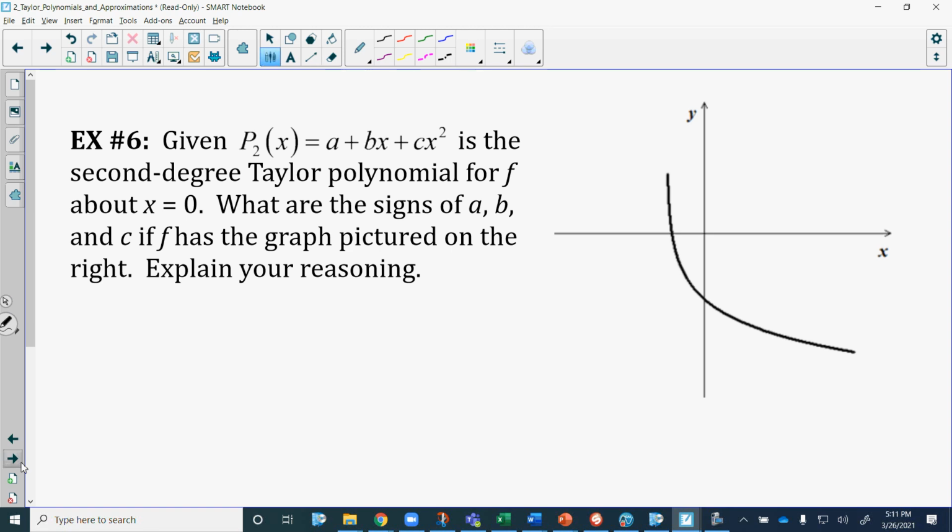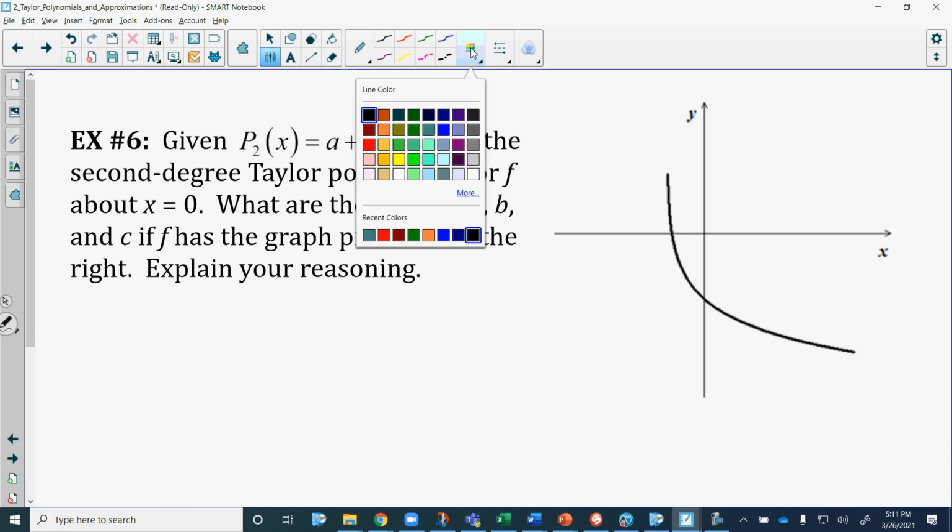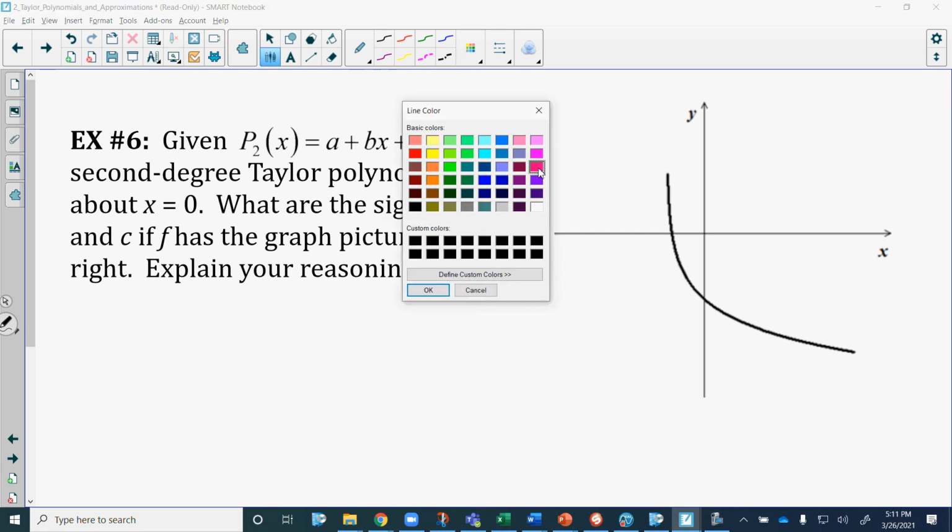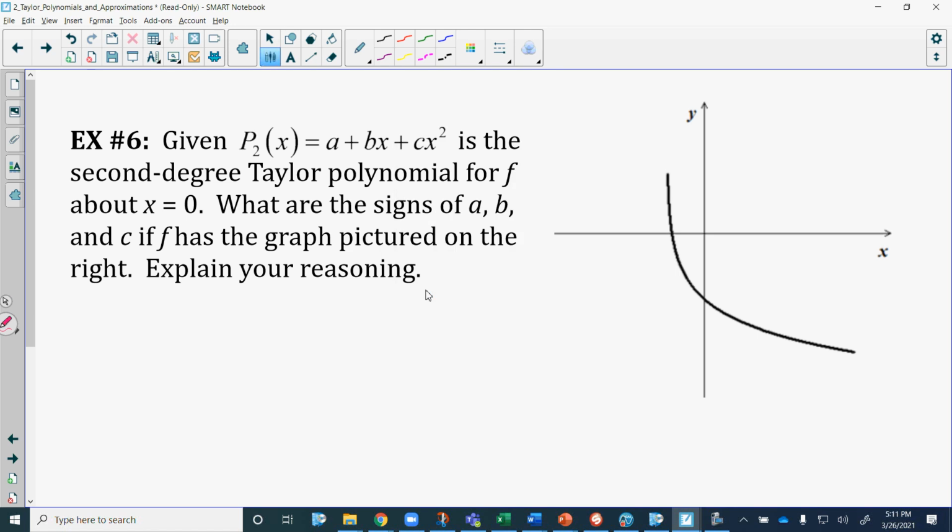And all we want to know is, what are the signs? So can we identify whether a, b, and c are going to be positive? Are they going to be negative? What are they going to wind up being here? Let me get a brighter color.